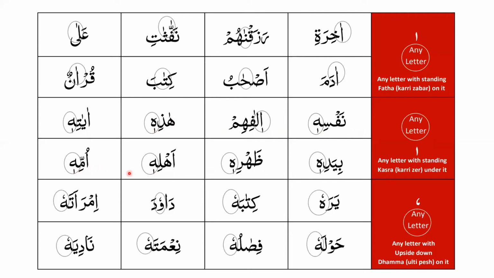Now moving on to any letter with upside down dhamma on it. Repeat after me. يره، كتابه، داود، امرأته، حوله، فصاله، نعمته، ناديه. Once again.